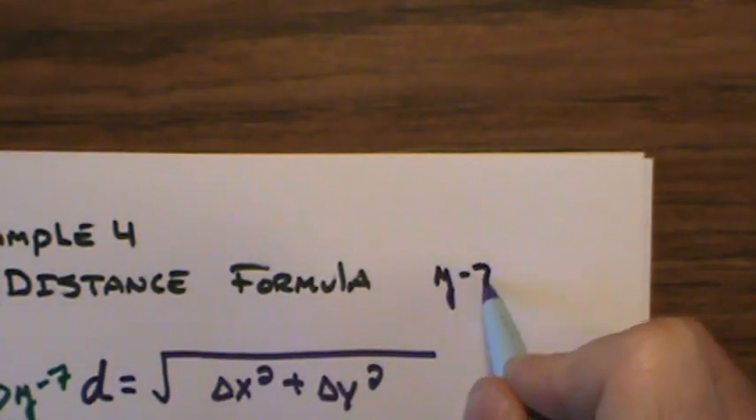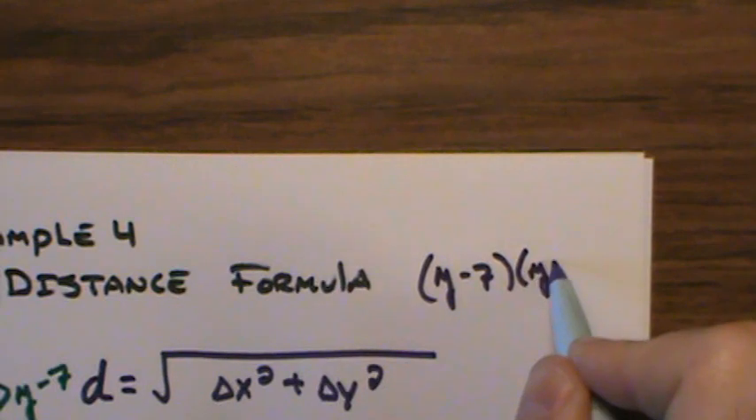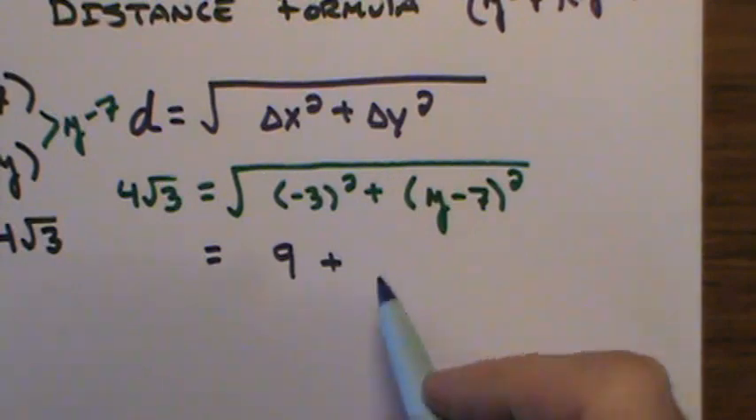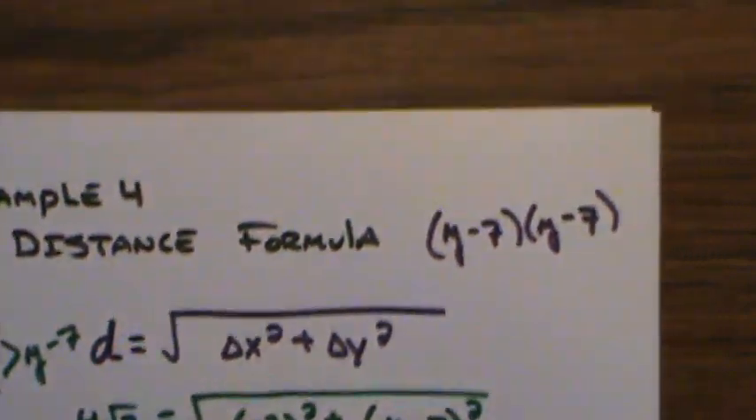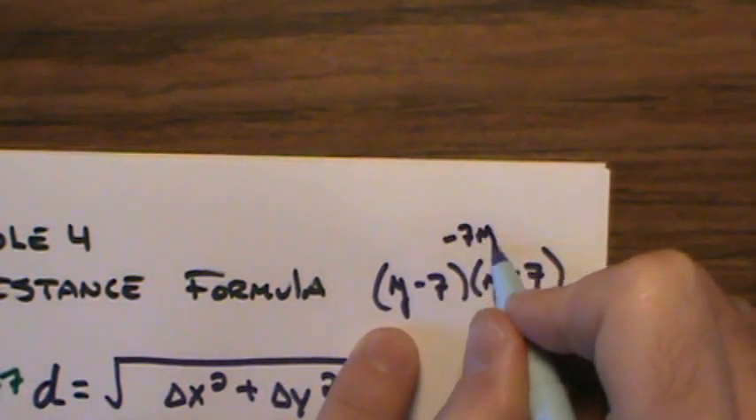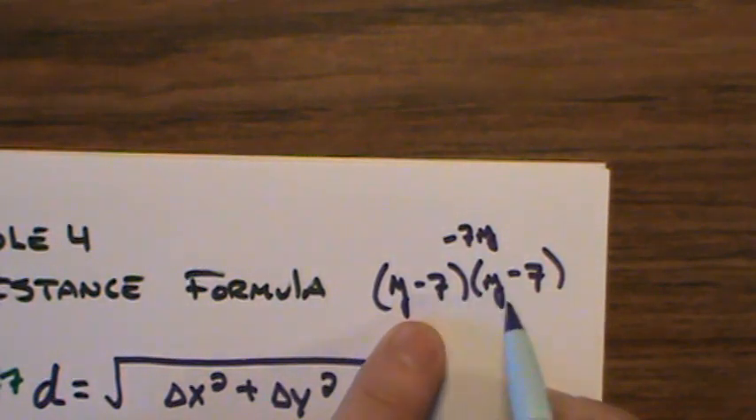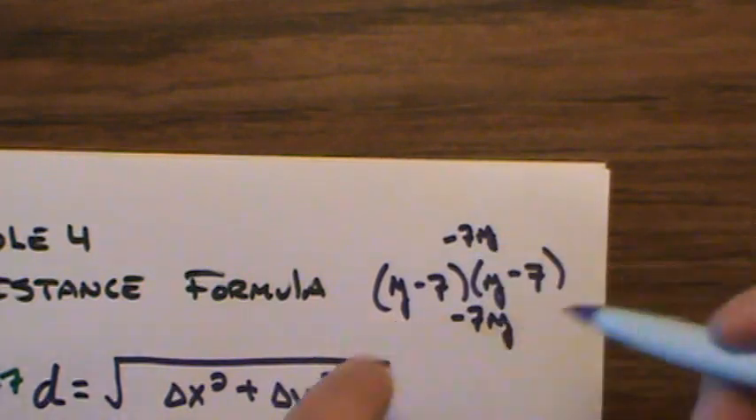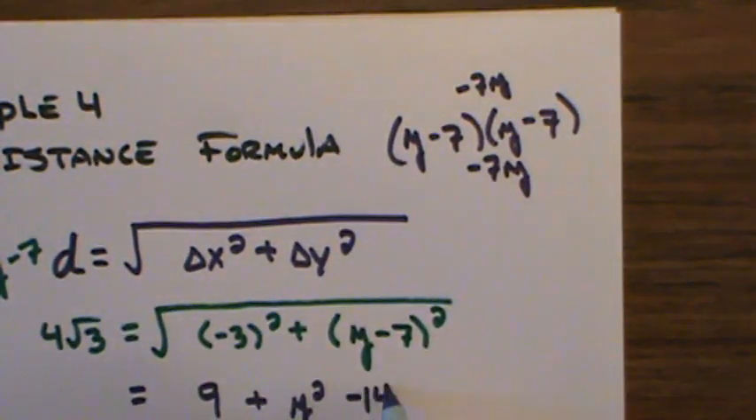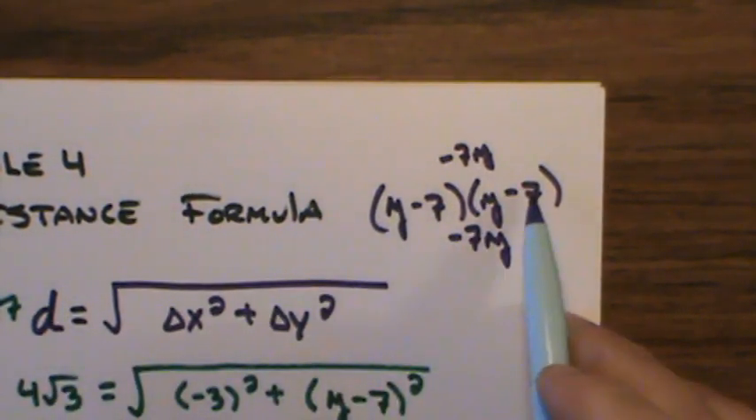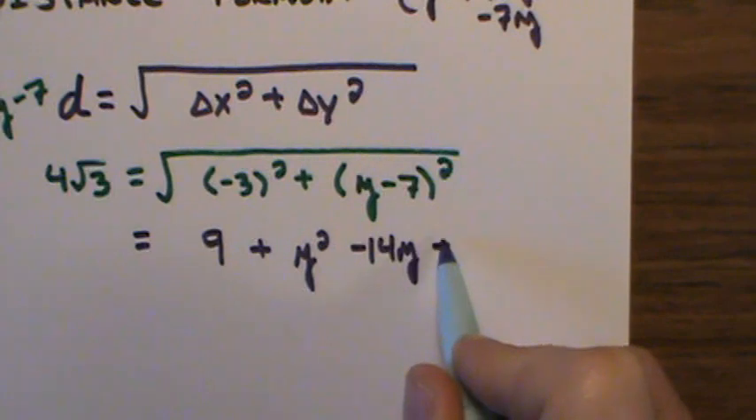If you have y minus 7 times y minus 7, the first with first, y times y is y squared. The outer, y times negative 7 is negative 7y. The inner, negative 7 times y is negative 7y. As I add those up, you owe me 7y, you owe me 7y, you owe me 14y. And then the L for FOIL, last with last, negative 7 times negative 7 is plus 49.